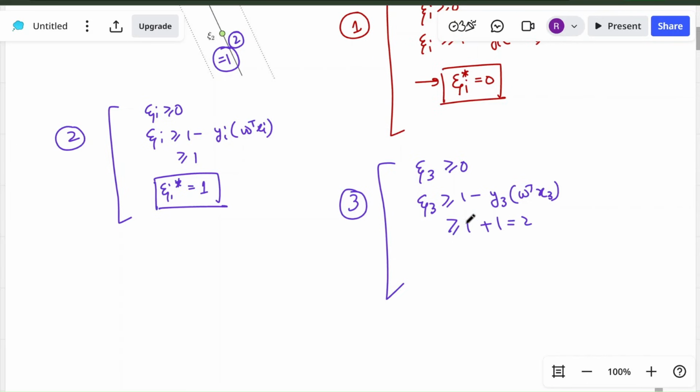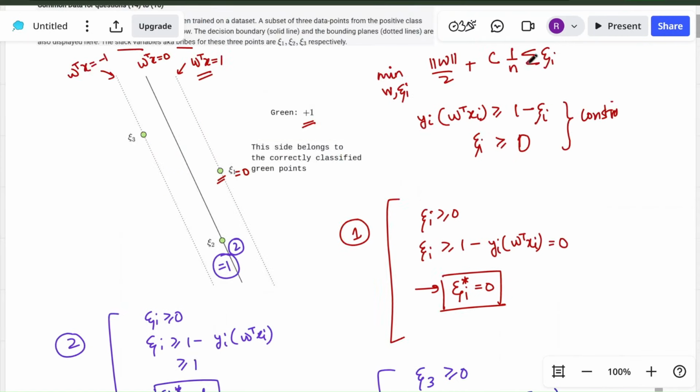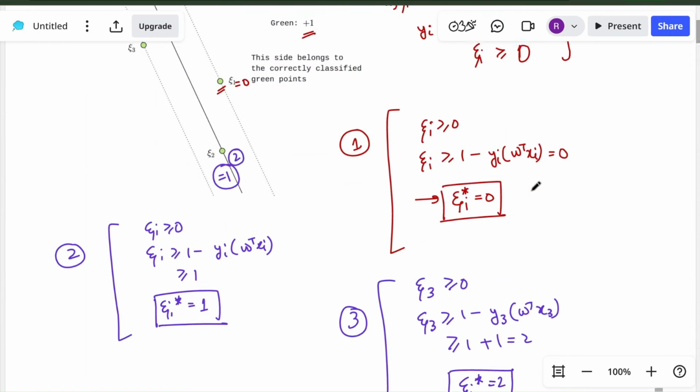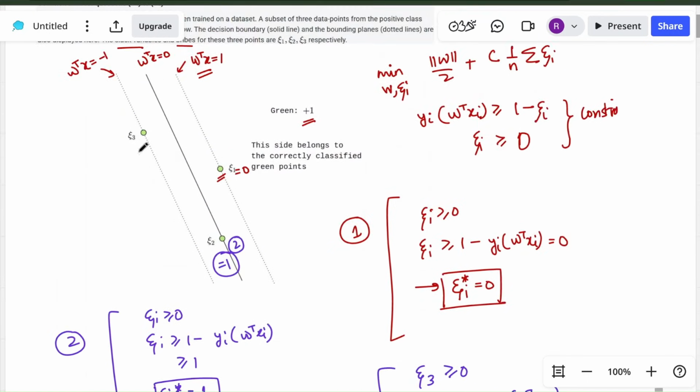So again, the maximum would be what? The maximum would be zeta I equal to 2, right? And you have to minimize the sum. So the least possible value is equal to 2. So here the value is equal to 2.